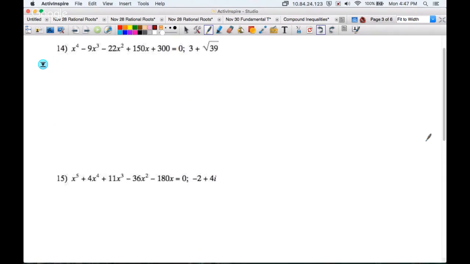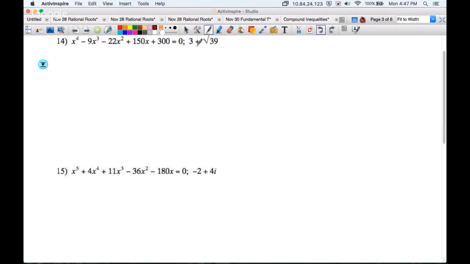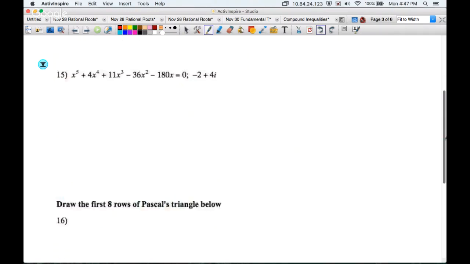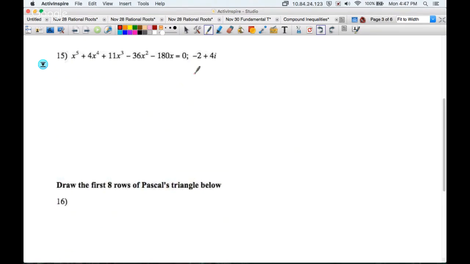I guess I'm going to do the 5th degree one, although this square root of 39 looks a little bit scary. Just remember when you do the square root of 39 times the negative square root of 39, that's just a -39. So 14 should be okay. Let's do 15.